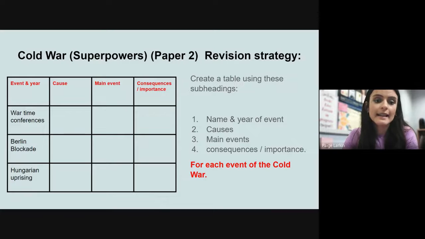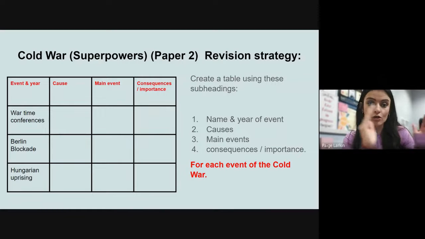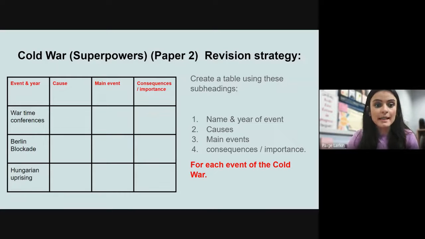Like I said, if they are not sure on a big chronology of all the events, they can either get their exercise book in front of them and use the lesson titles to complete the table. So they've got all the events from the lesson titles, or of course they can get the events from the textbook, which is on the microsite.